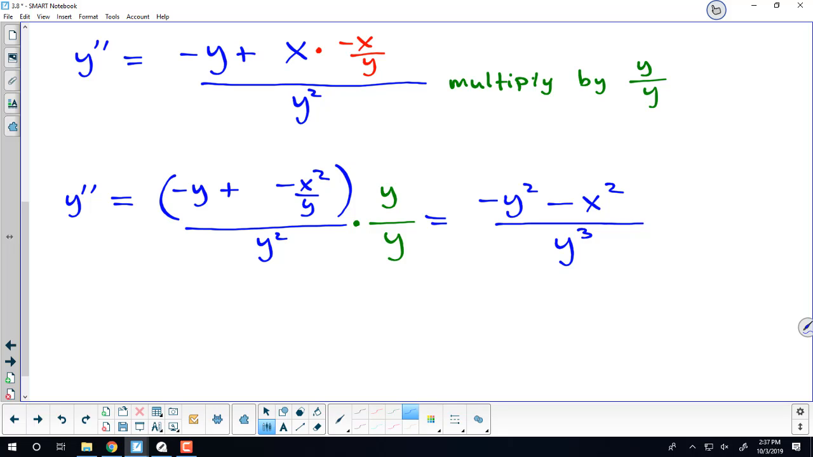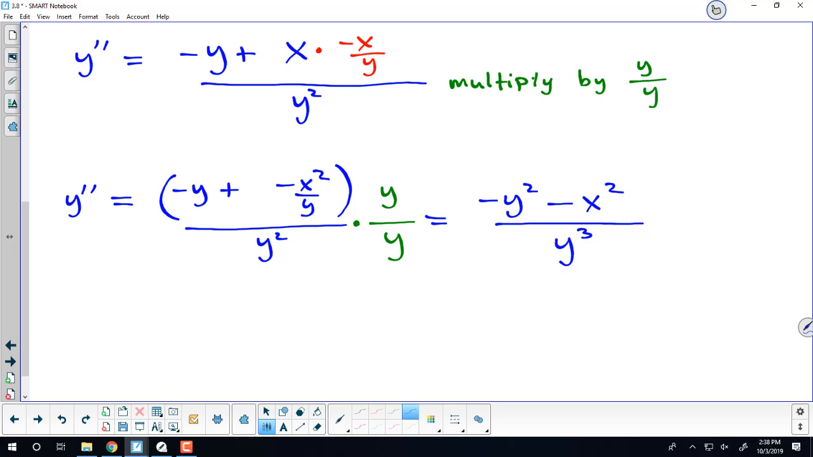You could leave it like that, but we can simplify that even further by doing what? Well, we couldn't factor out y from the top. Maybe we could split that up and say it's negative y squared over y cubed minus x squared over y cubed. We can actually do better than that. I was going to say, can't we write it as negative y squared over y to the third minus x squared over y to the third? Yeah, you can. But we can do better.